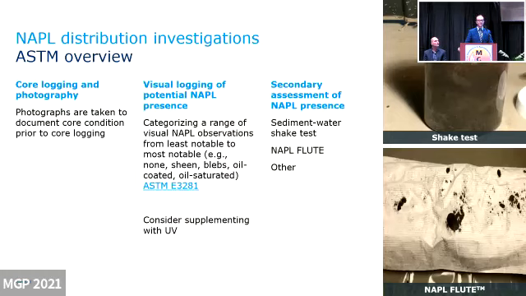And in the MGP setting, the shake test will typically look like what you see on the screen there and coat the side of the jar. In less viscous NAPLs, it may present itself in blebs or layers on top of the shake test, but that is a good secondary assessment.